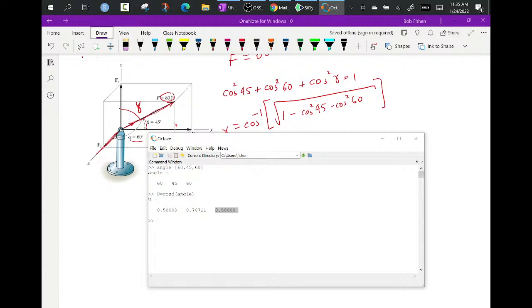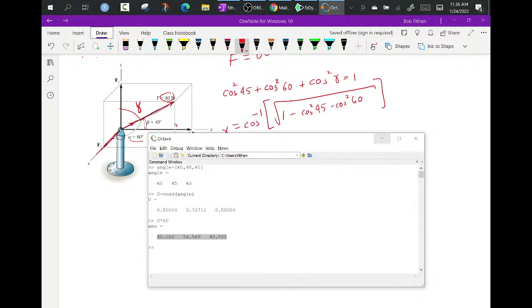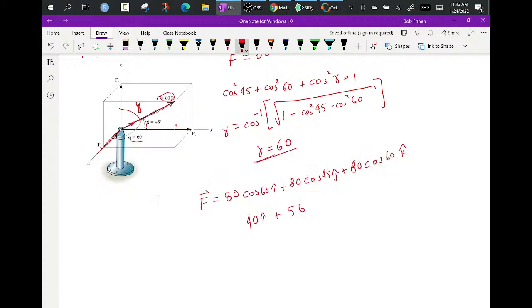And now what do I do? Well, I can take the unit vector, which is already defined, and multiply it times 80, and I get 40, 56, and 40. So that's the actual vector: 40i plus 56.569j plus 40k. And that's pretty much it.